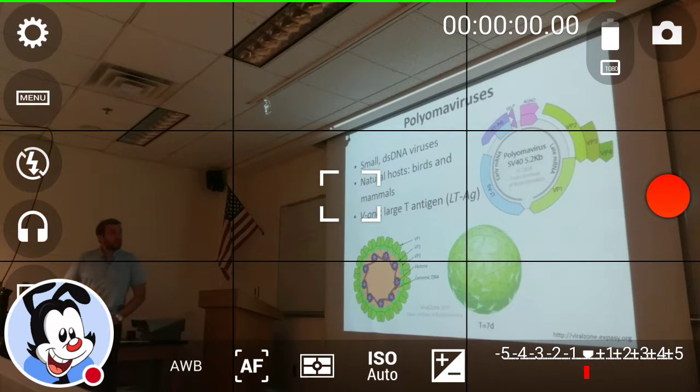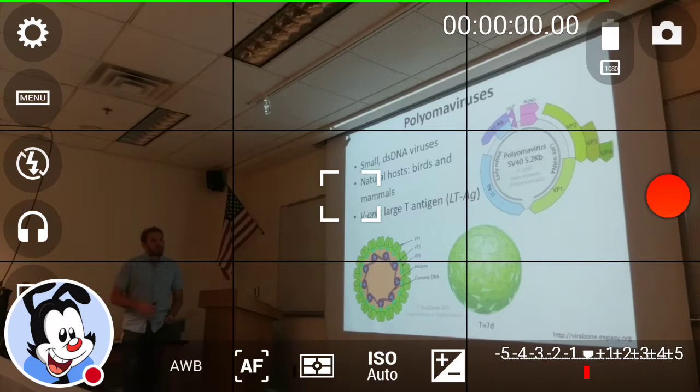So another example are these polyomaviruses. We used to think birds and mammals were the hosts. Through some work that I've done with people when I was at the NIH, we found them in birds, reptiles, scorpions, insects. Essentially, everywhere you look, we seem to find these polyomaviruses pretty easily.